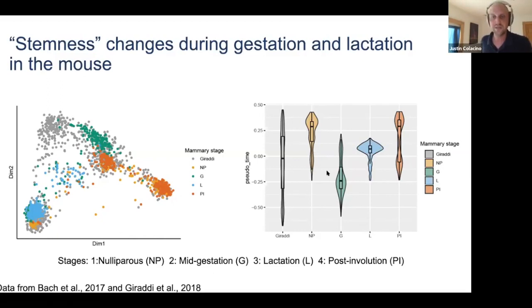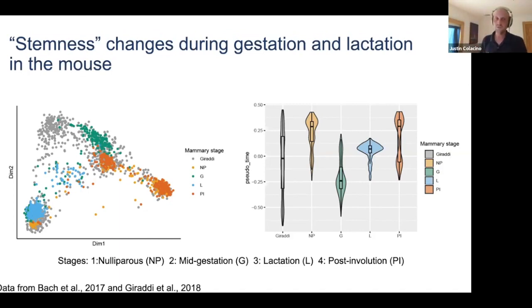So the nulliparous mouse has an older pseudotime, looks more like an adult mouse. And then once the mouse is in gestation, pseudotime drops, right? It is a much more embryonic-like phenotype during gestation. You can see at lactation, it's getting older, but it still hasn't achieved that adult-like phenotype until that post-involution process.